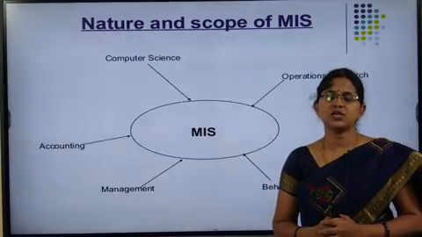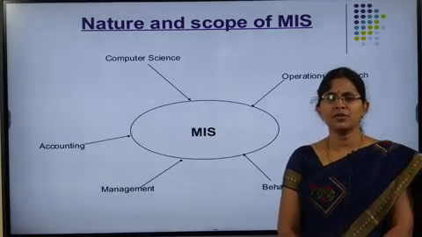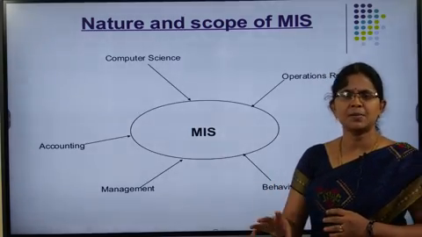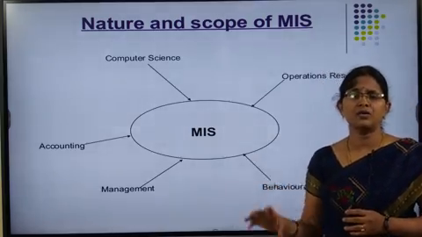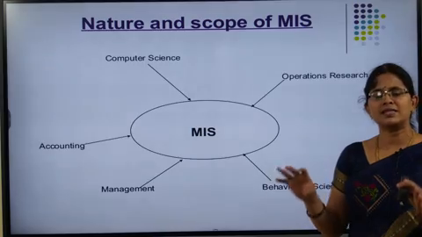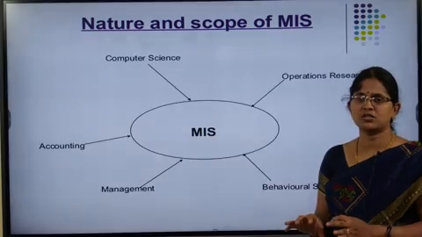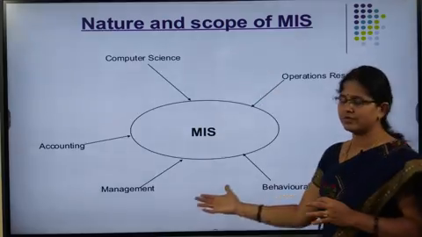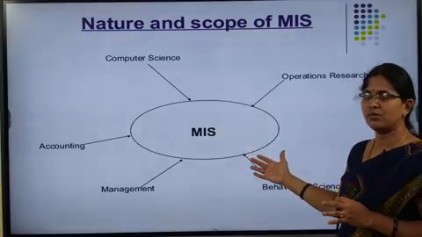Next one is nature and scope of management information system. As we all know, the information system can be connected to multiple disciplines, and you cannot say that this is the place where I can apply the management information system, and this is the place where I can use it. There is no such question. In all subjects you can apply the management information system. Here we have listed some disciplines where you can apply it.